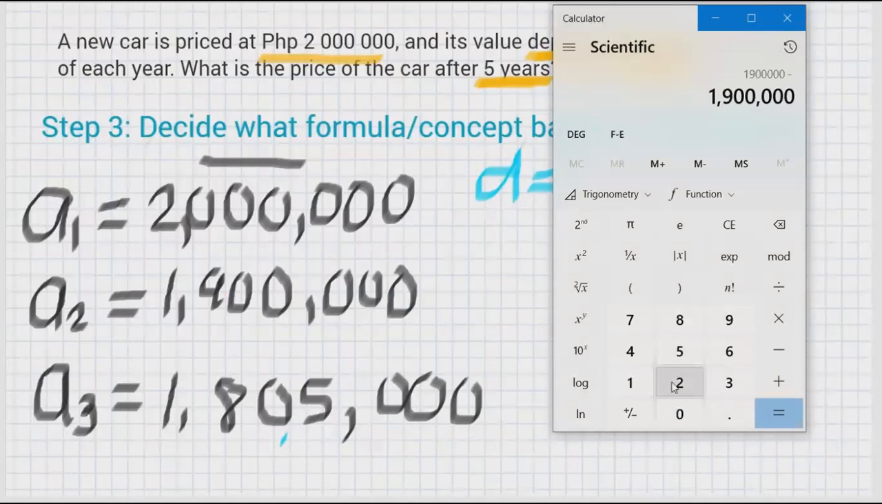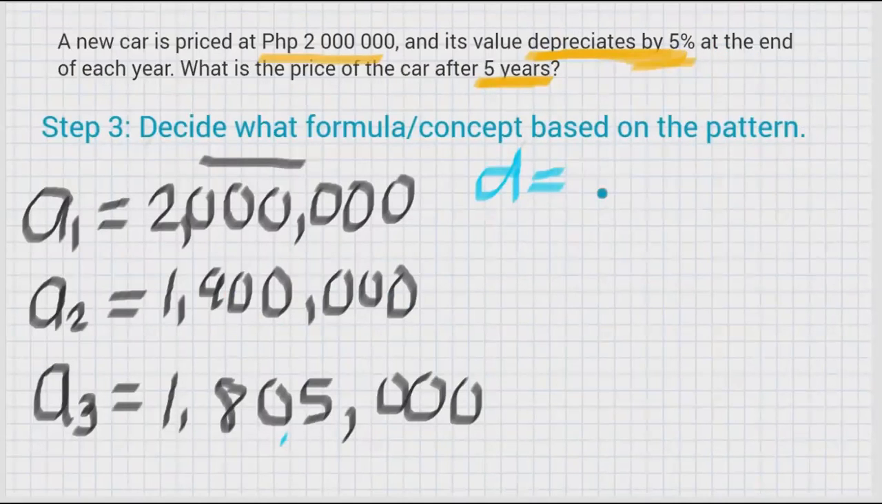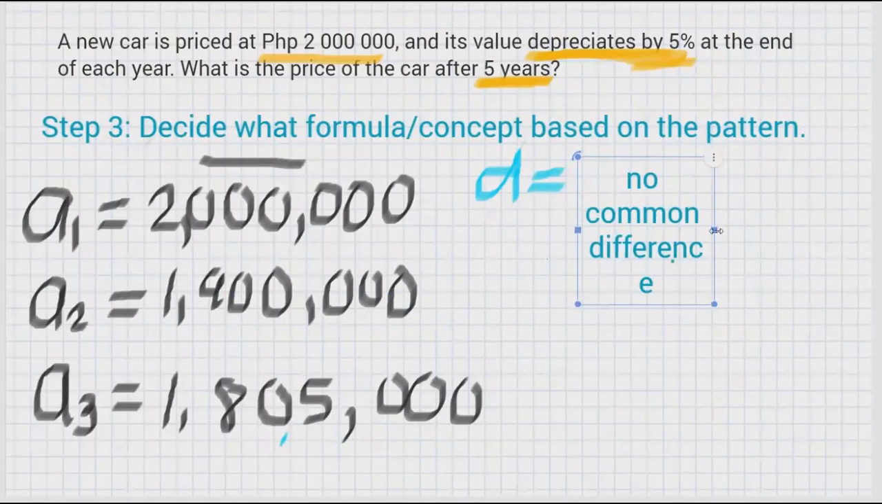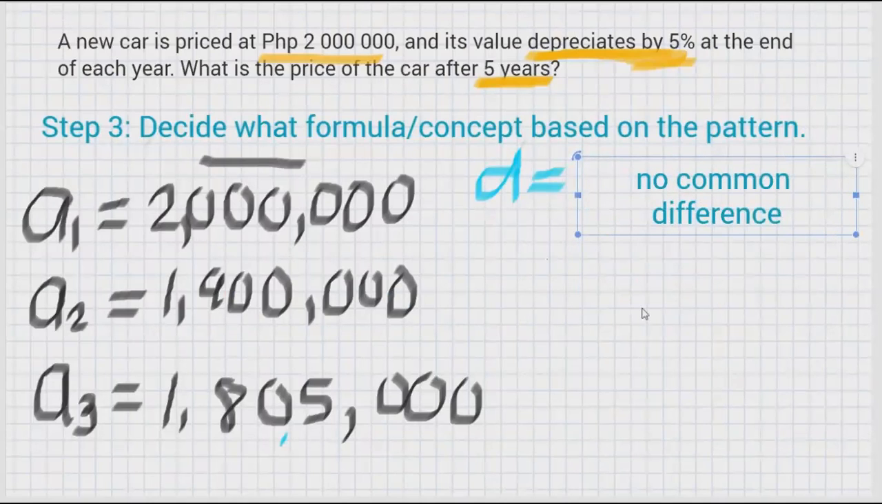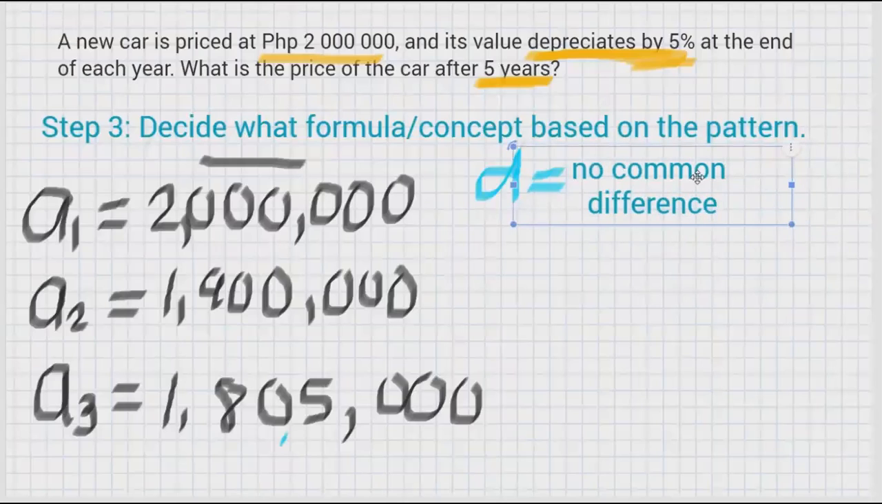So 1,900,000 minus 1,805,000 is 95,000. Therefore, they don't have a common difference. You can apply arithmetic sequence if the sequence has a common difference. Since this pattern has no common difference, let's test if they have a common ratio.